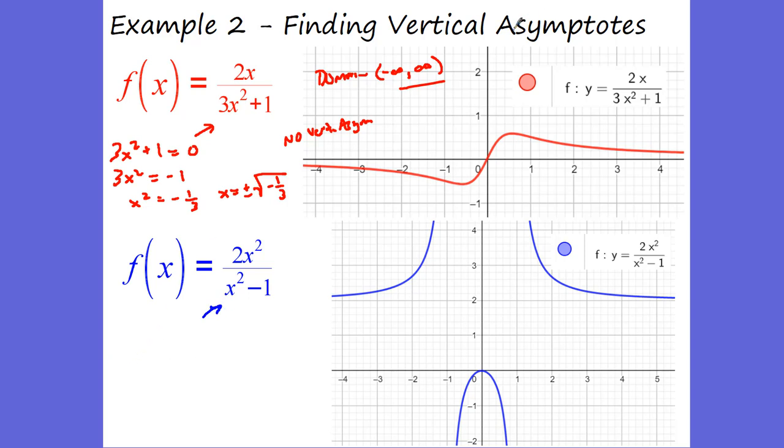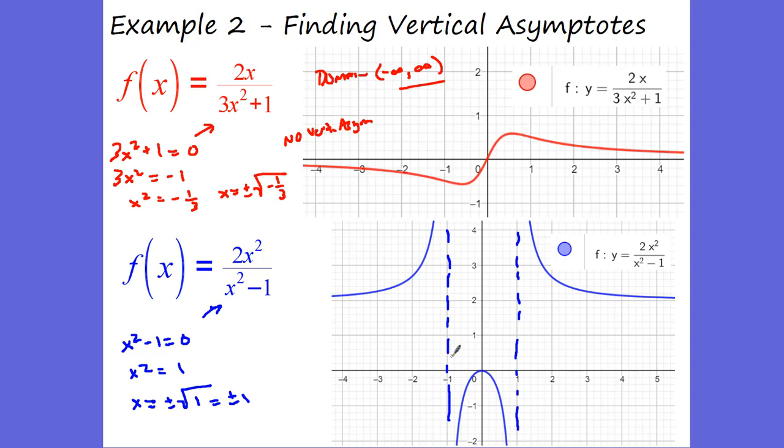So if you want to find a vertical asymptote, set the denominator equal to 0. So we have x squared minus 1 equals 0, which means x squared is equal to 1, which means x is equal to plus or minus the square root of 1, which is plus or minus 1. So you can see right here at negative 1 and positive 1, we have vertical asymptotes.